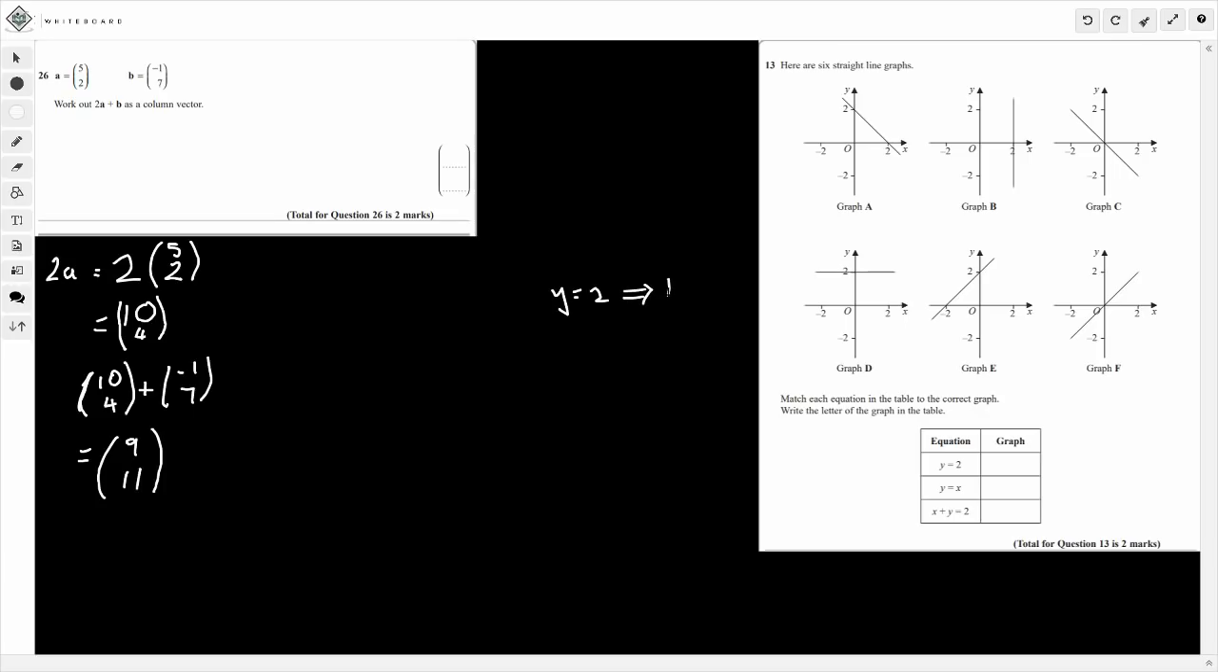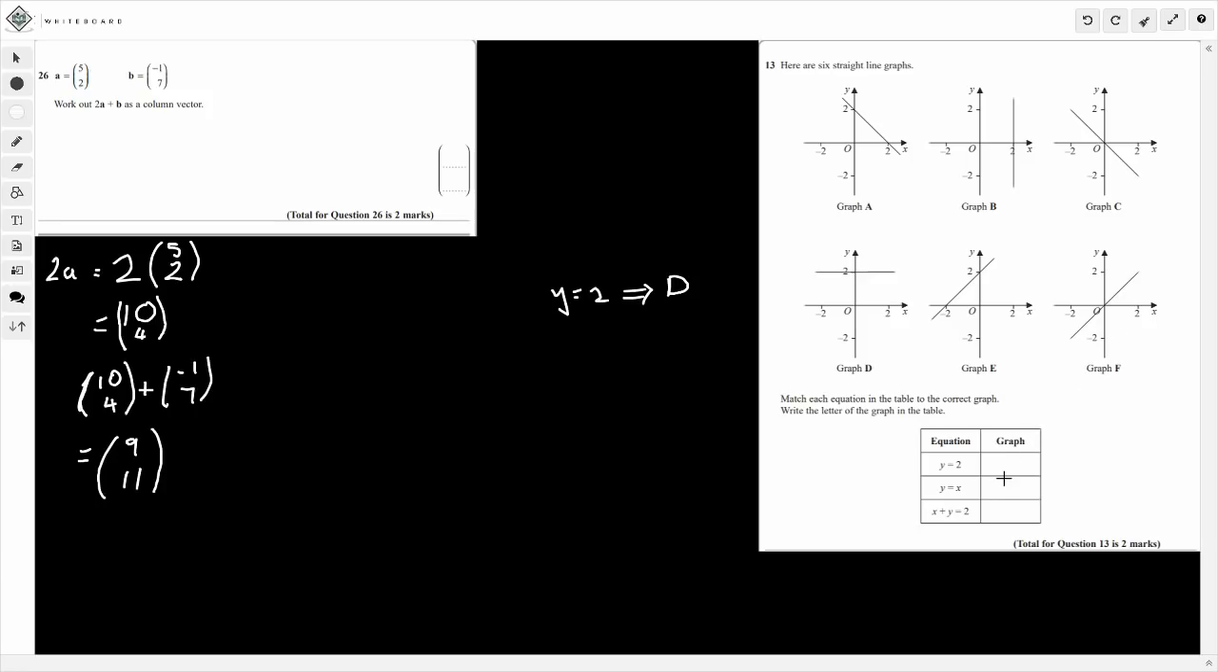Graph D. y is equal to x. Well, straight away you should know sort of what y equals x looks like. What it means is that every x value is the same as the y value. So if x is 0, y is 0. So it's going to either be this one or this one.